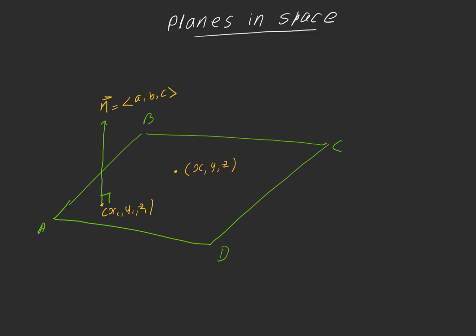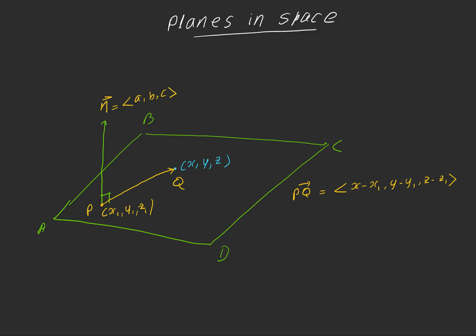So x, y, z. Let me use another color. I pick this point. It is the x, y, z point. It can be anywhere on this plane. Now I call this P and this Q point. Then we can find the vector PQ. What is the vector PQ? Vector PQ equals x minus x1, y minus y1 and z minus z1. That is the vector PQ.